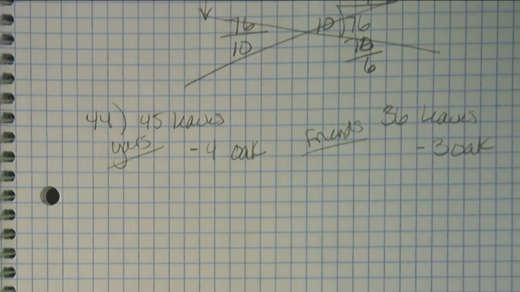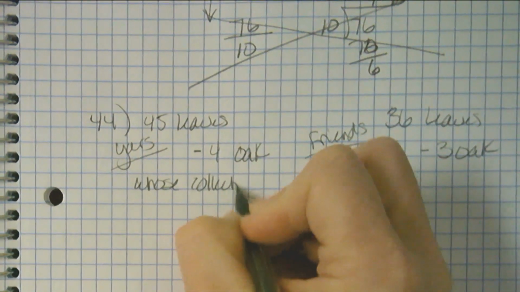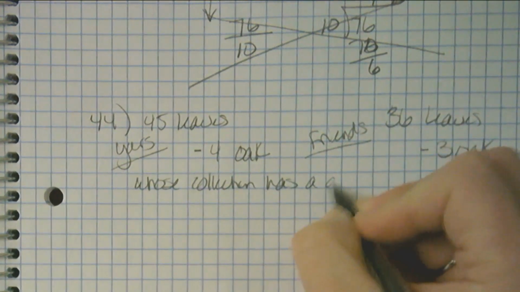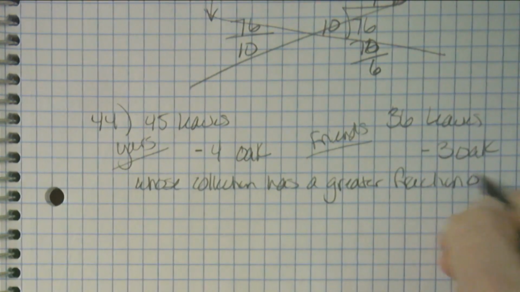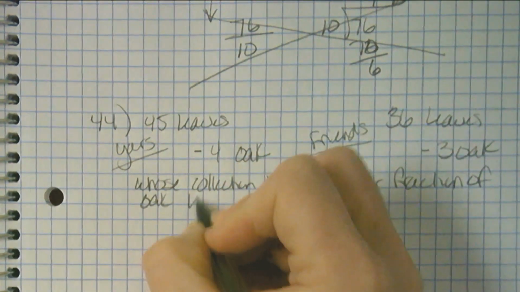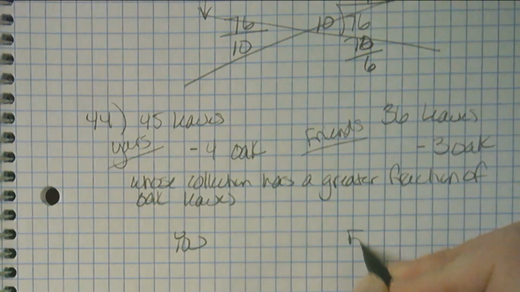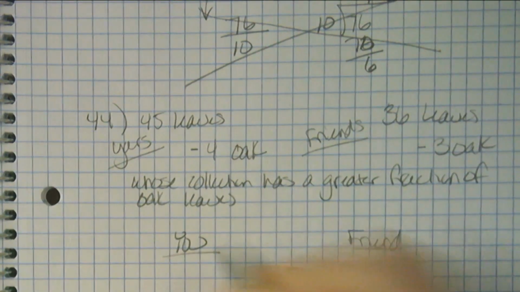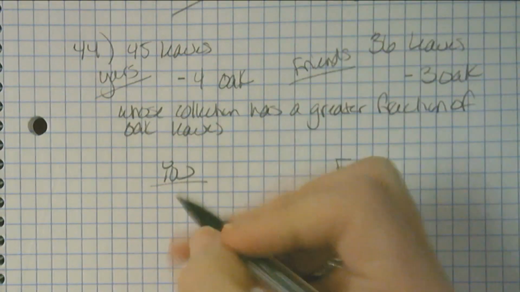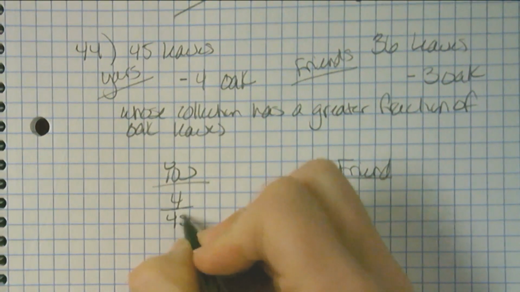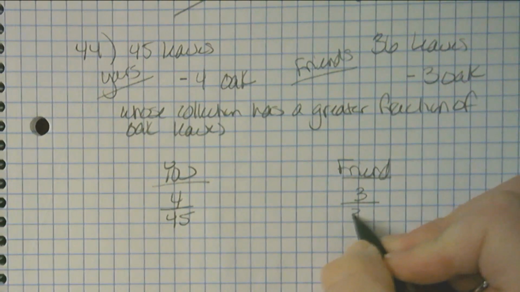Whose collection has a greater fraction of oak leaves? I'm going to write you, and I'm going to write your friend. So Alex, what fraction of leaves are oak leaves for you? Excellent, so I have 4 over 45. What fraction for your friend? 3 over 36. Okay.